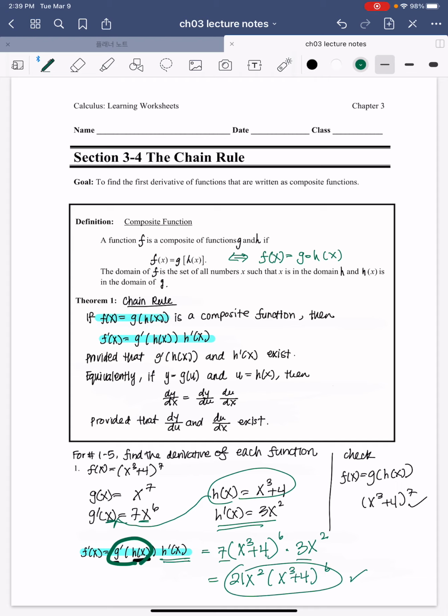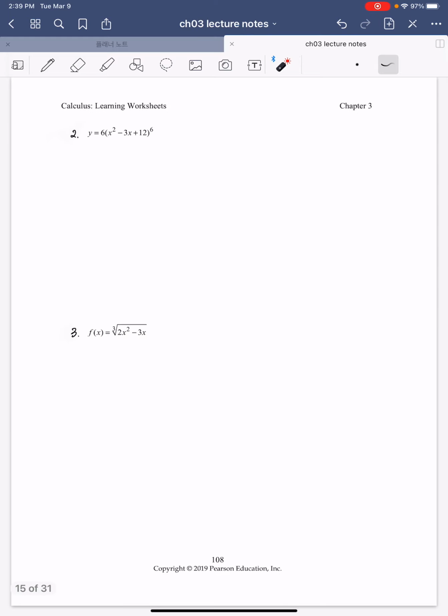Okay, so come up with the g function and h function, so that when you compose it, you get the original. And then take the derivative of each one and plug it into the formula. As we practice each example, you're going to feel a little bit better each time. Okay? So let's do a couple more.